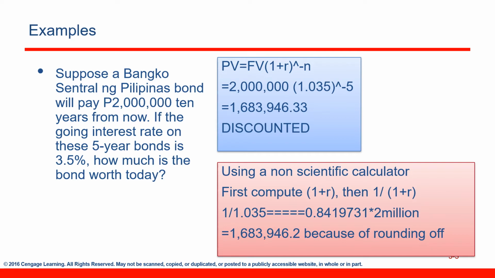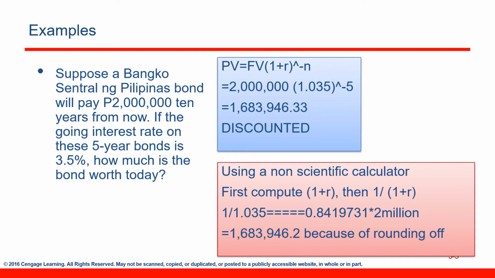Okay, so our formula, PV is equal to FV times 1 plus r raised to the negative n. So put the future value, which is 2 million, times the rate 1.035 raised to the negative 5. So our present value is 1,683,946.33. So take note, it's not already 2 million. Okay, so it's already 1,683,946.33, which is lesser than the 2 million. So that's the value of our money.